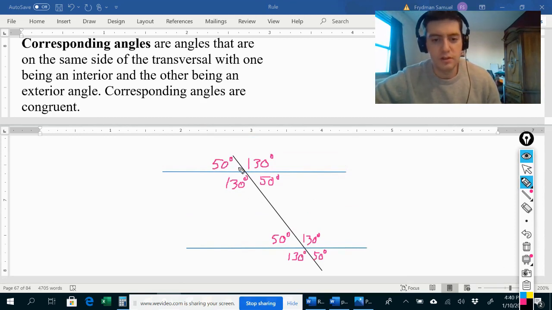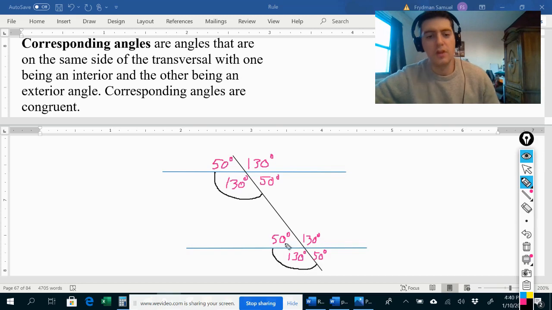Okay, so for example, instead of circling them, I'm just going to do it differently, because a circle is maybe a little bit misleading because a circle is not really an angle. Like from here to here, that's an angle.